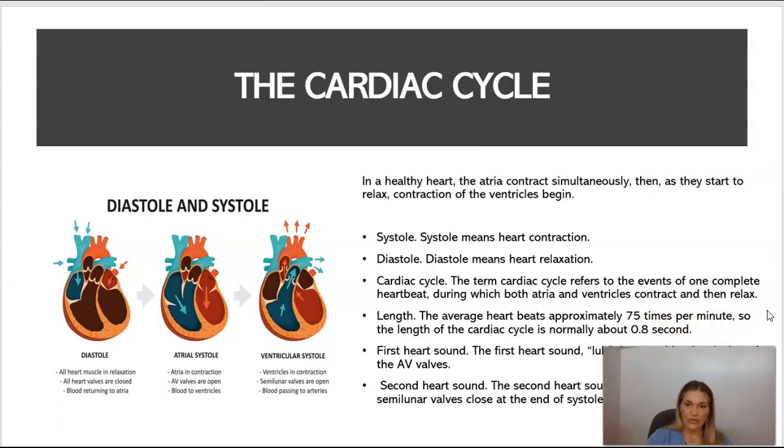The first heart sound that you hear is the lub, and is caused by the closing of the AV valves, or the atrioventricular valves. And then the second heart sound is the dub, so you know the lub dub. The second heart sound occurs when the semilunar valves close at the end of systole. And again, you can see here in this diagram how that whole cardiac cycle works.